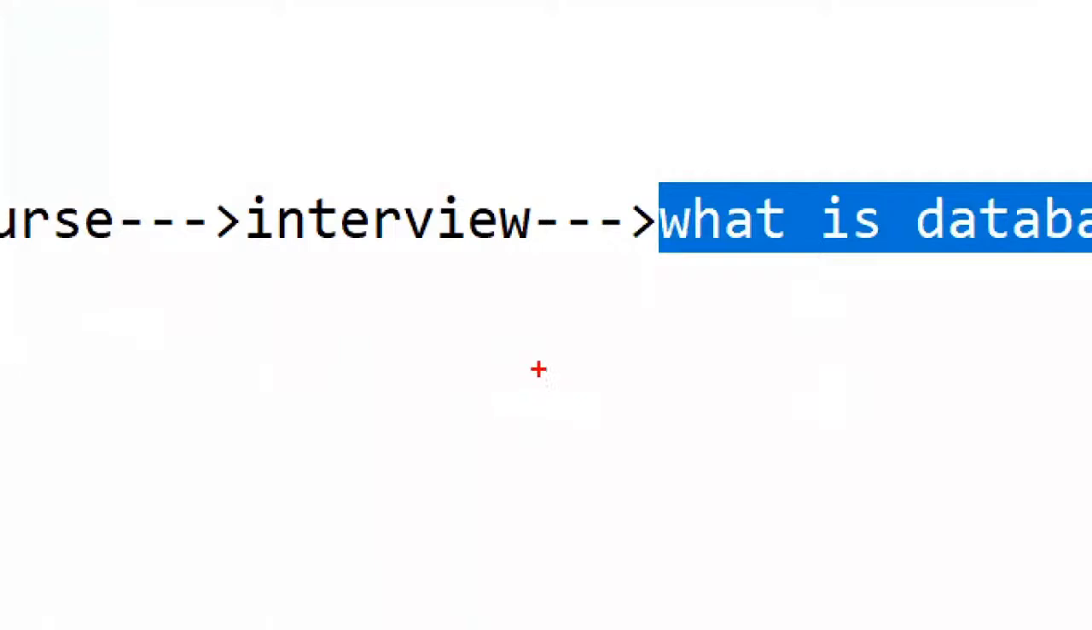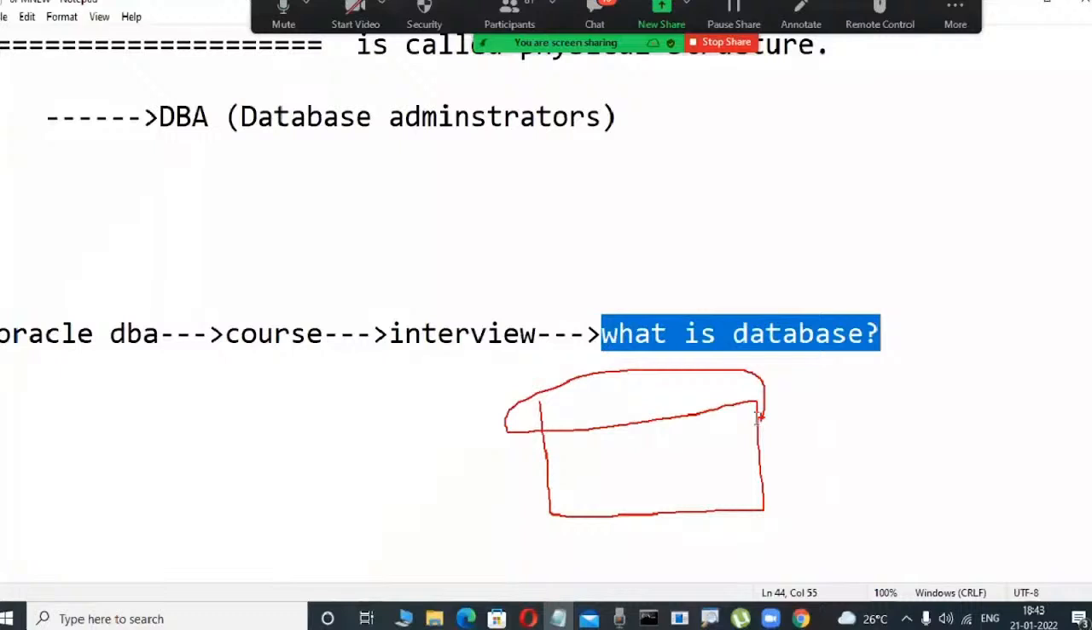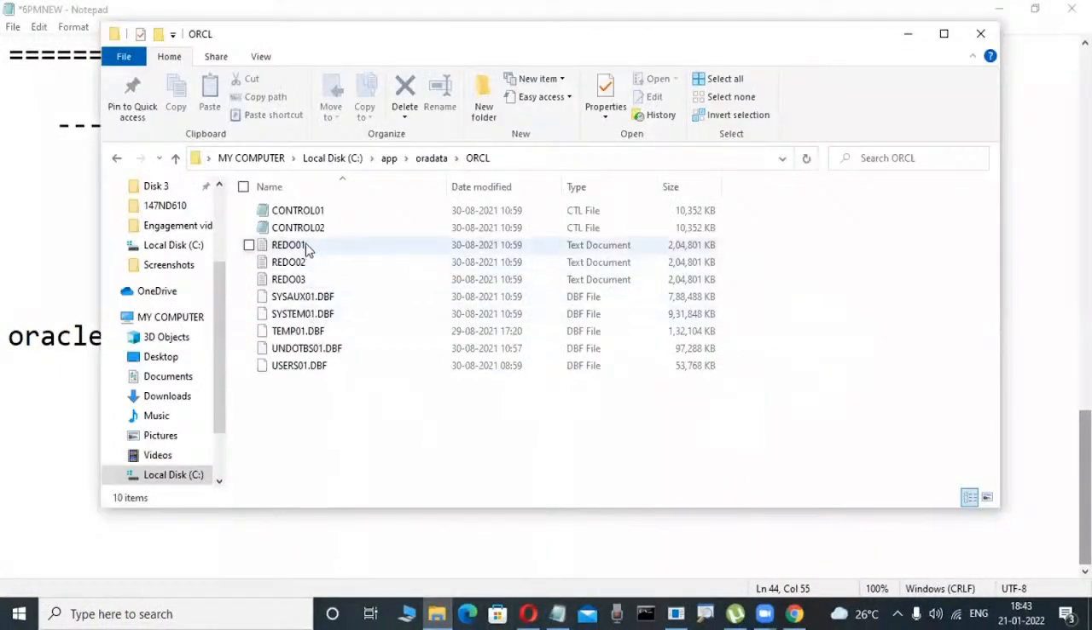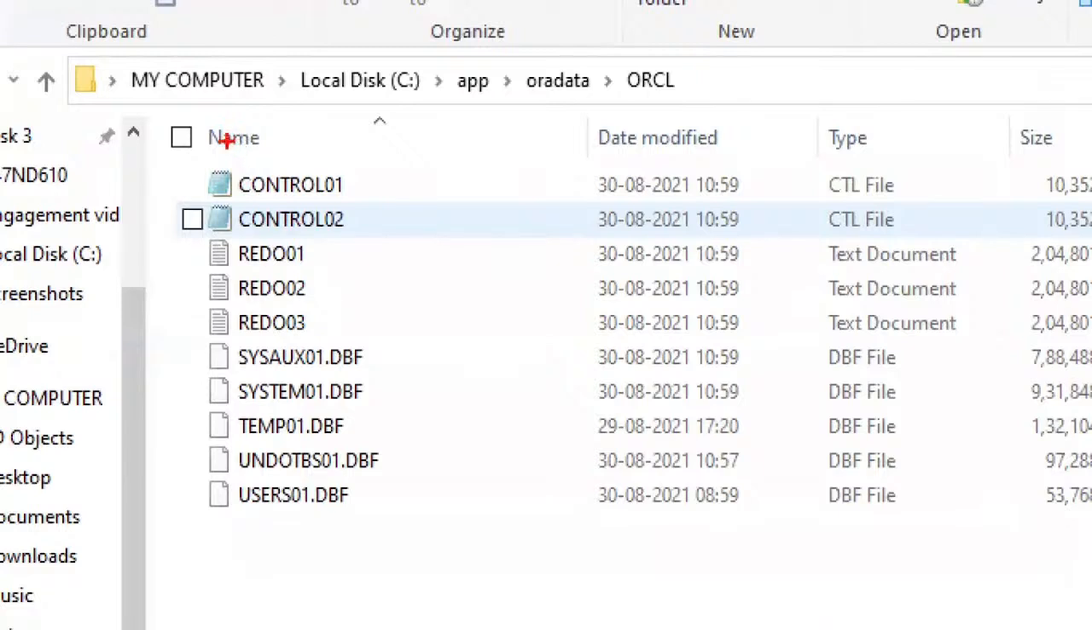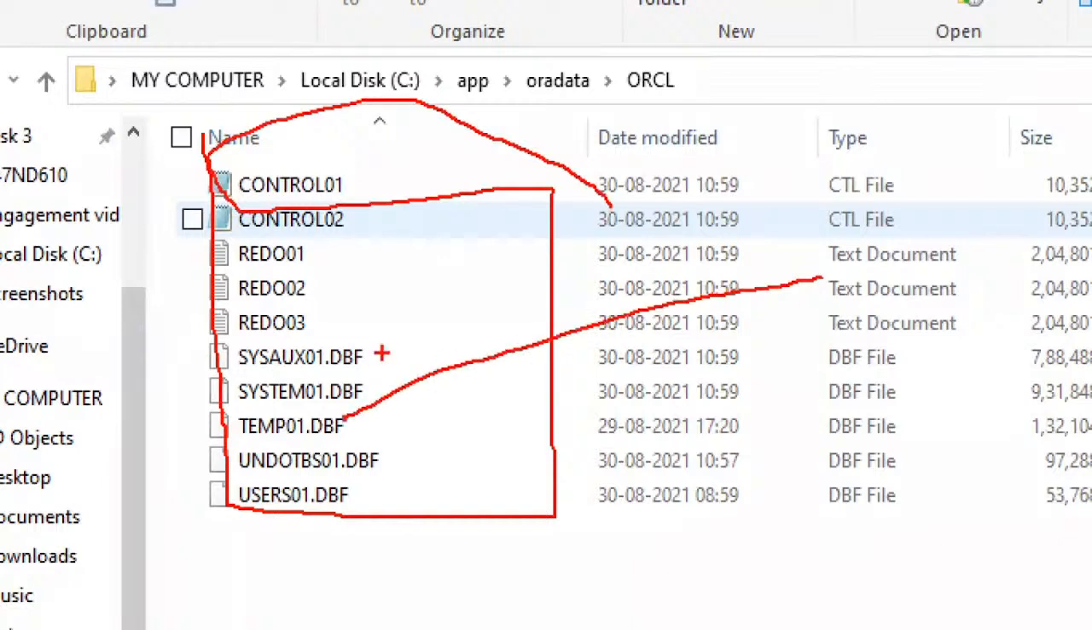Whenever I install Oracle software, some physical files are automatically created on the disk, which are visible. Observe here, data files, control files, redo log files are there or not. That's why, as a database administrator, what is a database? It is a collection of data files, control files, and redo log files, and that is the original. There is a physical presence in the C drive, D drive. Really, data is stored here only.